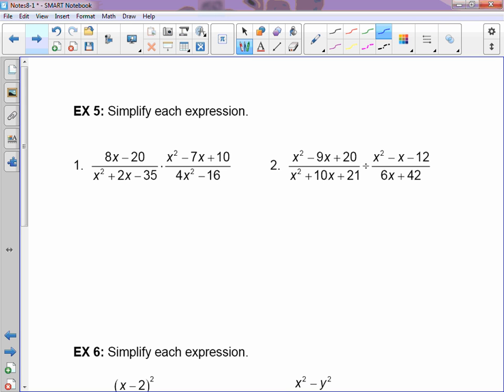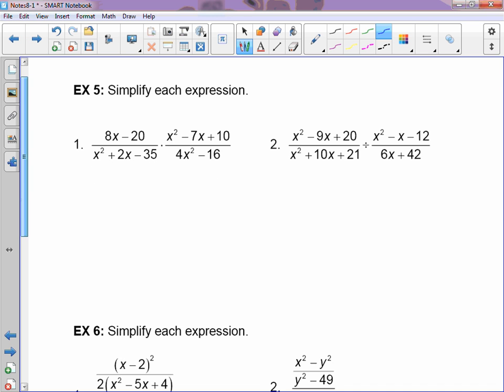Okay. So now, unlike the previous problems where we had just monomials, we've got some binomials and some trinomials, and we've got to try to factor all that out. So I'm just going to rewrite the whole thing. I'm going to take this thing right here. What do they have a common factor of? 4. I'm going to factor the 4 out.